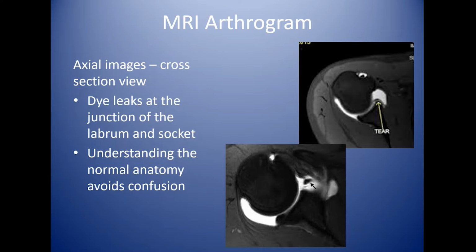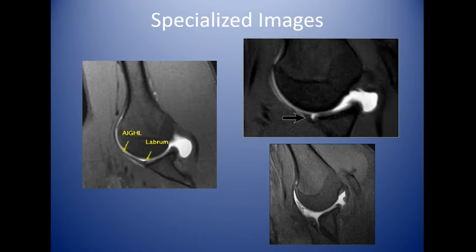Next slide. Now, sometimes we do specialized images, and this is just a funny one. It's called an ABER image. It's called abduction external rotation. It just means they put the arm over the person's head while they're in the MRI machine. And what that does is it pulls things tight in the front of the shoulder.